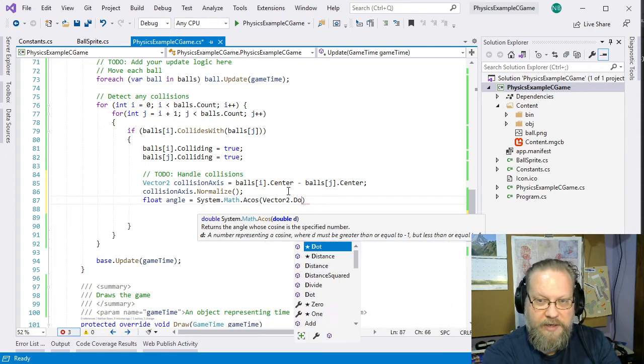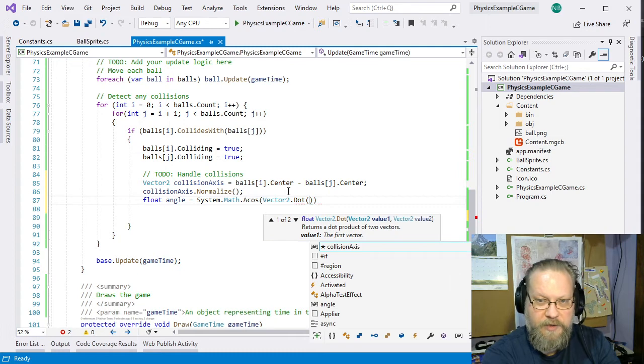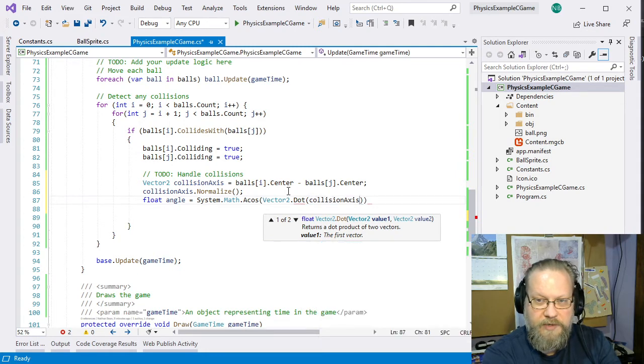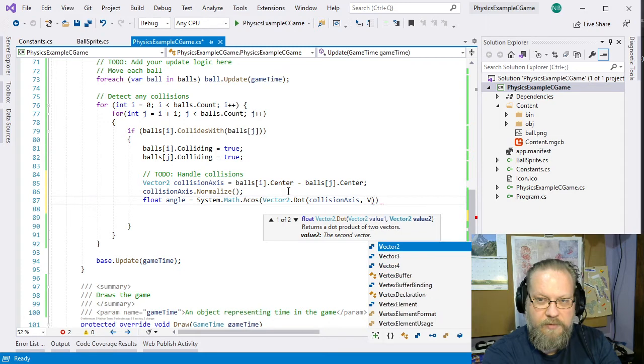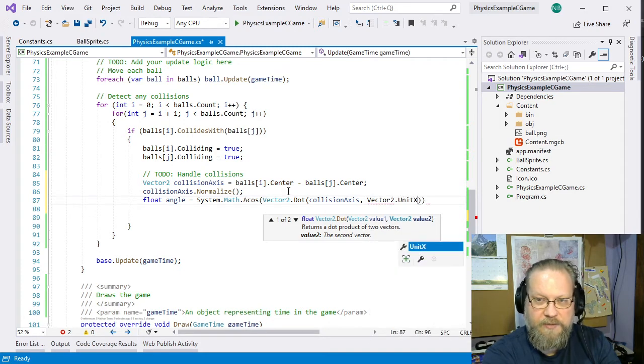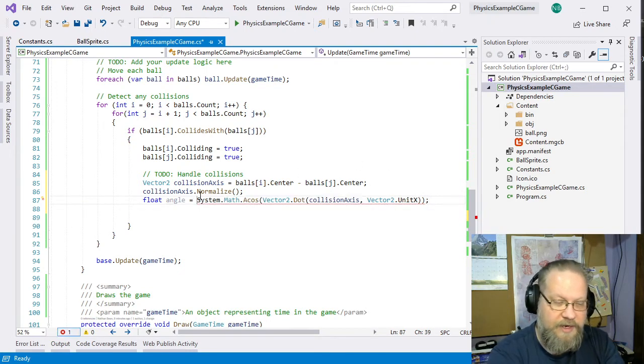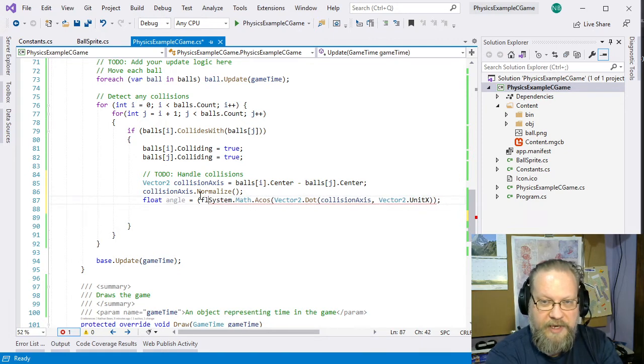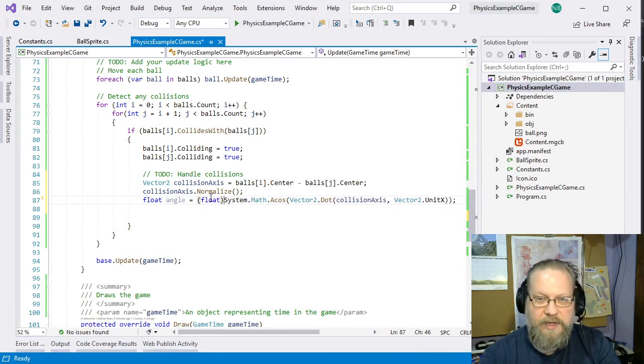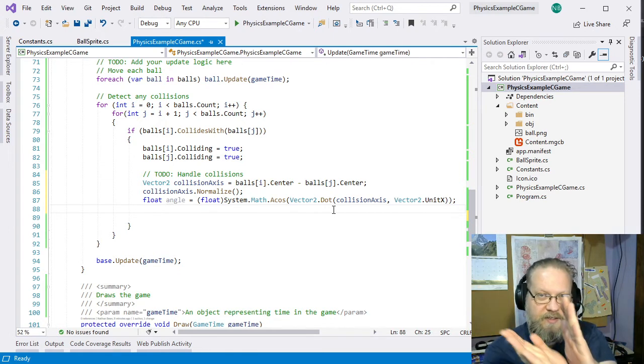So Vector2.Dot is the method for computing the dot product of two vectors. We'll use that normalized collision axis, and then we'll use Vector2.UnitX, which is a unit vector in the x-axis. And then, of course, because this is System.Math, it actually calculates as a double, so we have to cast it to be a float, to allow our angle to throw away some of the precision that it would normally calculate with. And that gives us the angle between where the collision axis is and the x-axis.